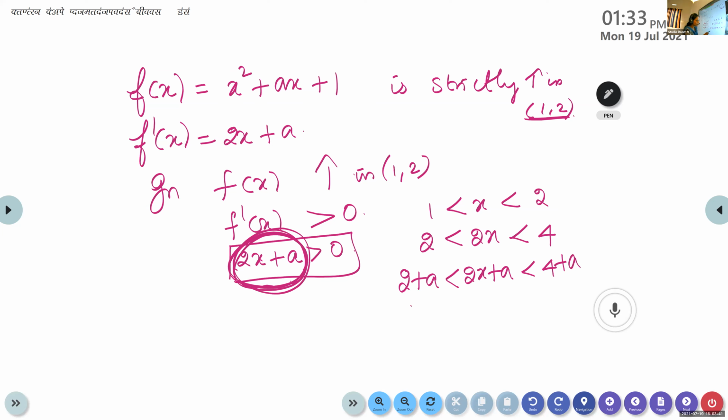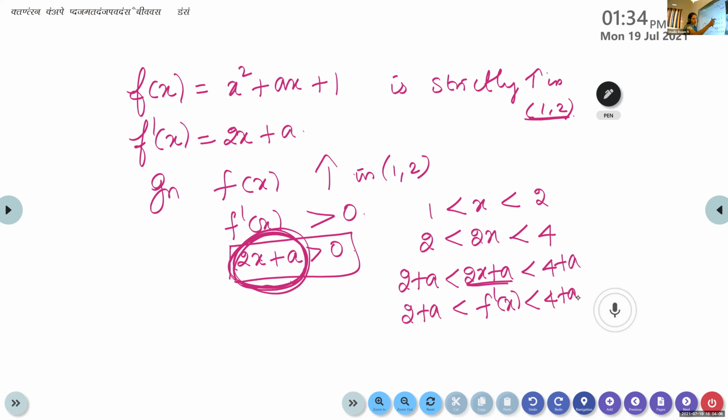Okay, so we get 2 plus a is less than 2x plus a. What is 2x plus a? It is f dash of x, which is less than 4 plus a. So f dash of x lies between 2 plus a and a plus 4. Is it correct, children? This is what we get as f dash of x.